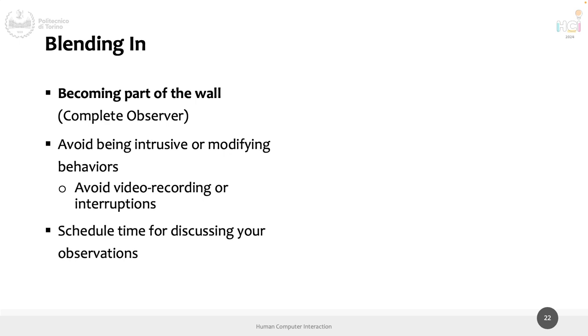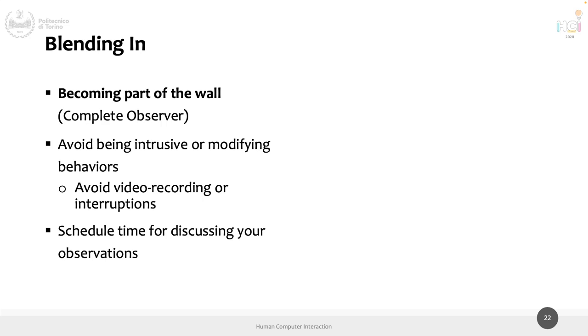And then there are two ways to conduct an observation. Well, not two ways, two extremes. One is the complete observer, like becoming part of the wall. That is similar to what we did with the video. We cannot interact with the people in the video, so we were complete observers. We just were watching. In this case, a complete observer avoids modifying anything. So not even video recording, because adding video recording to the situation is adding something that is different from the normal behavior. Or interruption, don't ask any question, don't ask for anything. So this is the complete observer.